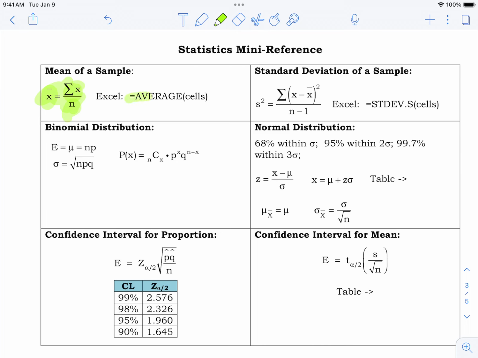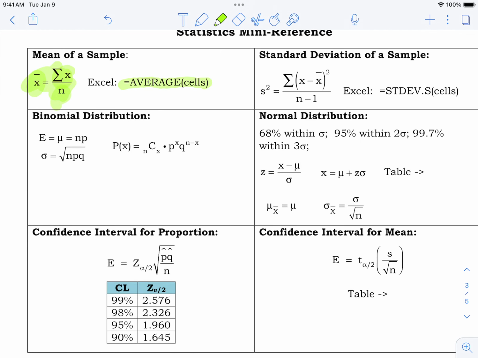I even gave you the Excel command. So if you enter all your numbers in a column somewhere, and then you go over to some other cell and type equals, you have to type the equals, and then the word average, and then a parenthesis, and then you click on all the cells that have the numbers in them, and then you close, and it'll spit out the average for you. It'll just calculate for you. Try it. You'll like it.